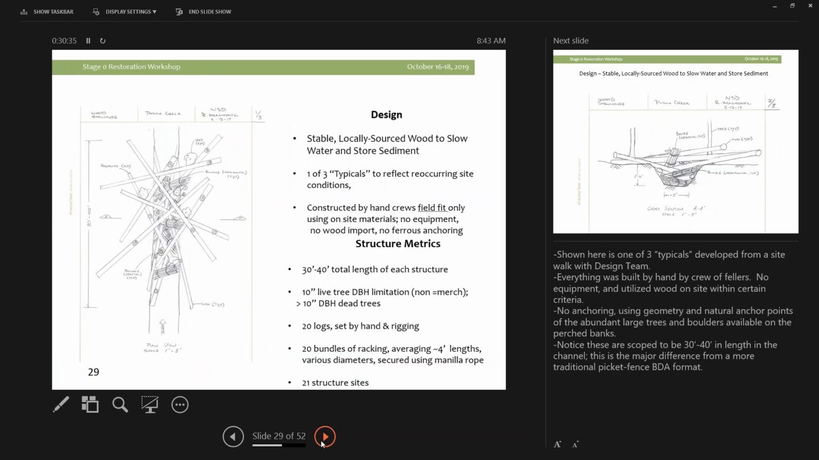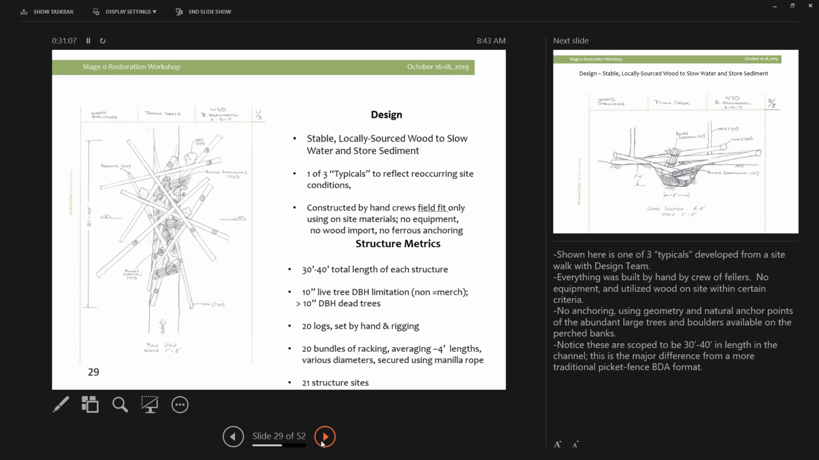So when we started to work on this project, as I already mentioned, this isn't fish bearing, so we don't have big dollars to work on the project. We needed to think stable, locally sourced wood. We needed to think about there's no roads up in here, so access. We needed to hand build these structures, and we wanted to be able to field fit everything and be able to adaptively manage it. So that was kind of the driving discussion in terms of the initial design approach.